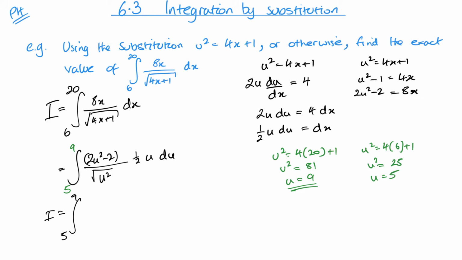And let's deal with the top. We're going to multiply everything by a half u. So 2u squared minus a half u is going to be 1u cubed, and minus 2 times a half u is just going to be u, and that's over u du.